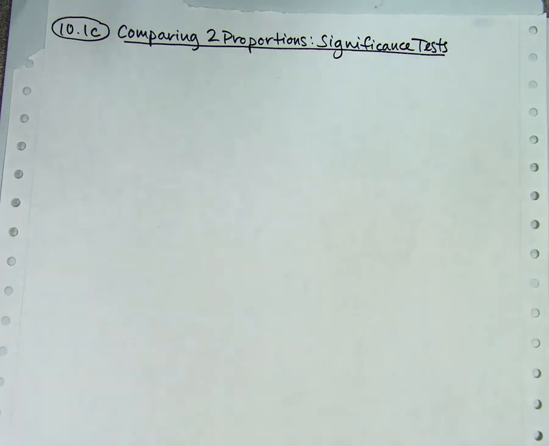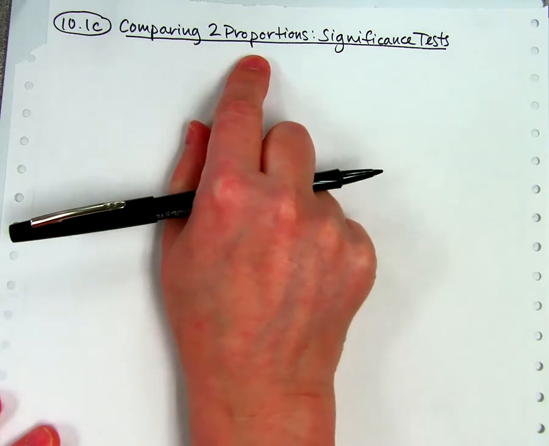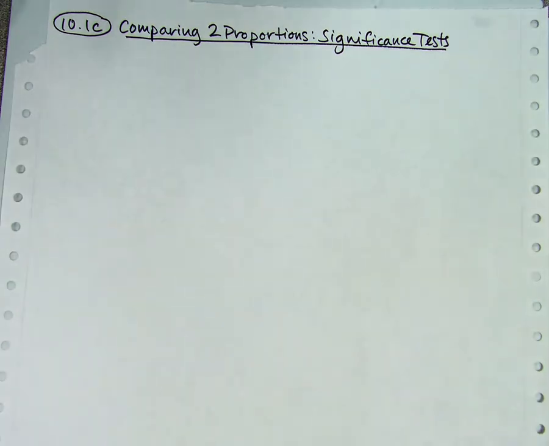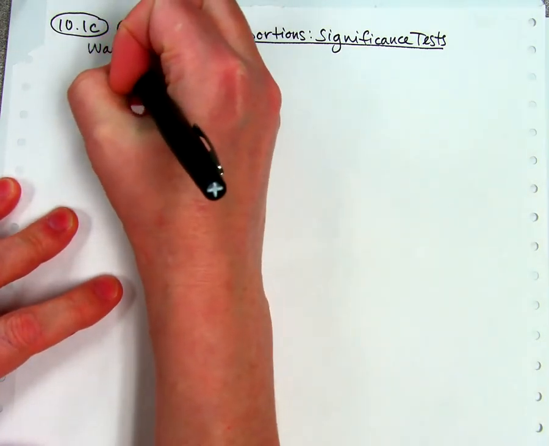Hello, Stats class. Here is lesson 10.1c, which, as predicted, is continuing two proportions, but now we're going to do significance tests. So we did the sampling distribution, and then we did confidence intervals. Now we're going to do the four-step tests. And I'd like to just continue the example from the warm-up because it's a good one.